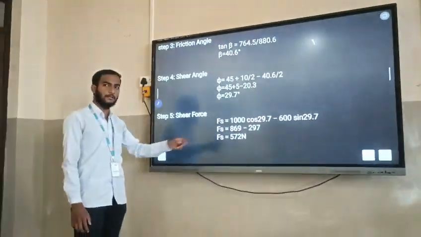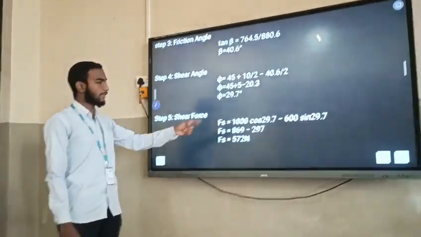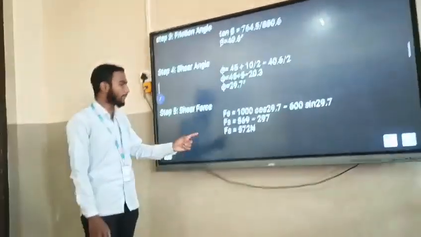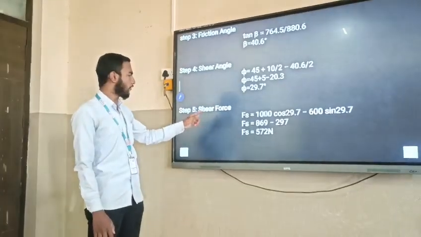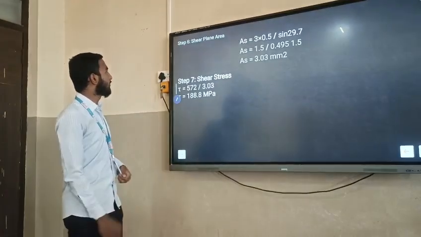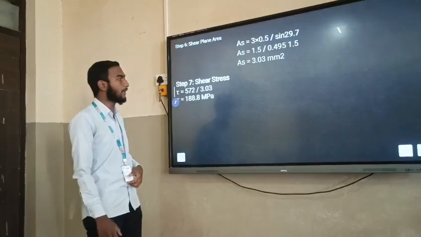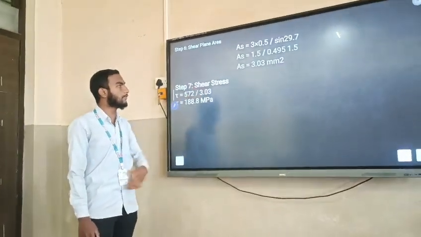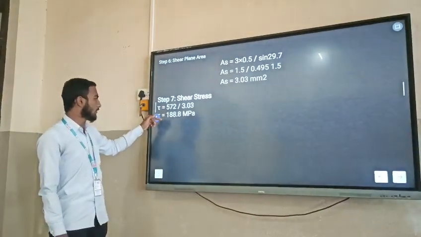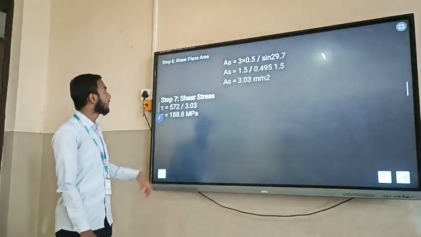Next is the shear force. We can calculate the shear force by the formula Fc cos phi minus Ft sin phi. Here is one change, that is, instead of the rake angle we use the shear plane angle. So the value of shear force will come to 572 Newton. Next is the shear plane area. By the formula B into t1 divided by sin phi, the shear plane area will come to 3.02 mm square, and the shear stress by the formula will come to 188.8 megapascal, that is Newton per mm square.